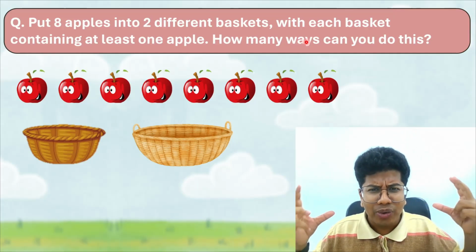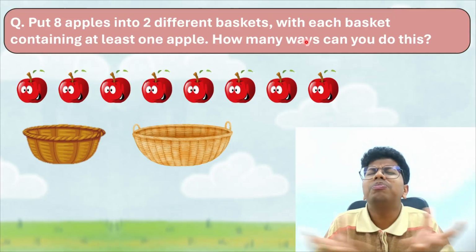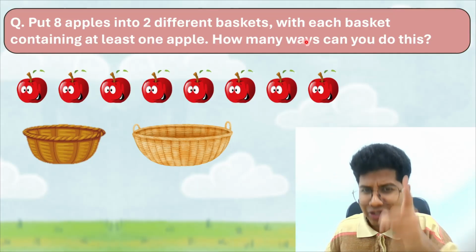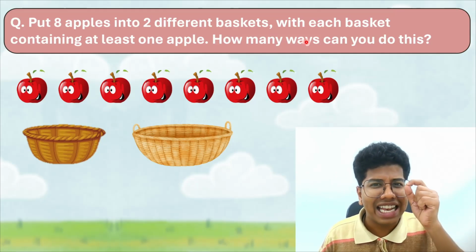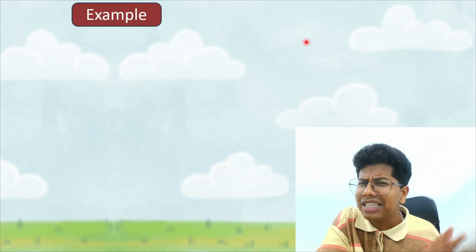Now, if I want to put 8 apples in 2 different baskets, how should we split these apples? To understand this, let's take a small example. To explain this example, I have called 2 superheroes. One is Superman and the other one is Batman. One day, both of them were very hungry.